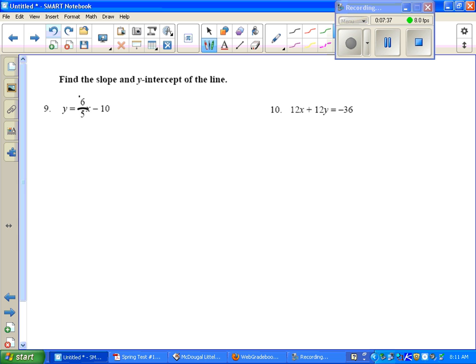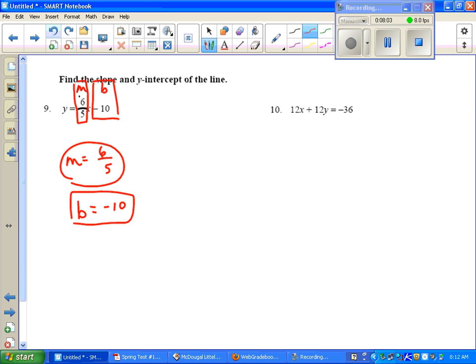Number 9 says find the slope and y-intercept of the line. The first one is easy for you. Y equals mx plus b. It is already in slope-intercept form, so it already shows you what you're looking for. Your slope of number 9 will be 6 over 5, or 6/5. And your y-intercept, remember you have to include that negative that goes with it. Your y-intercept is negative 10.